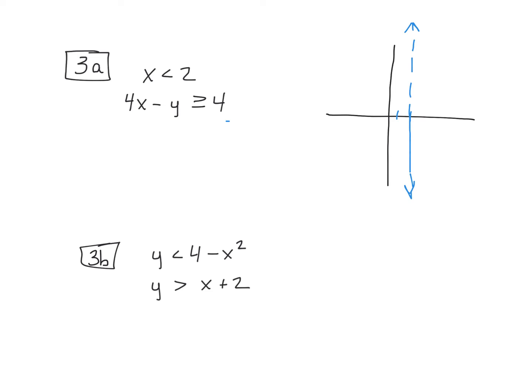The second particular inequality is linear. It's in standard form. So what I would do is find my intercepts. Covering up the y here, I have 4x is 4, so my x-intercept would be 1. So I'm going to make a point at 1 on the x-axis. Covering up the 4x part, I have negative y is 4, which means y would be negative 4. That would be my y-intercept. So I'm going up 4 and over 1. This is going to be a solid line.